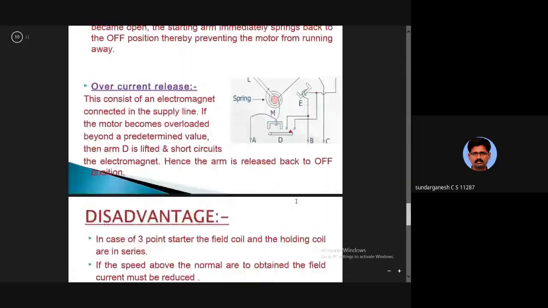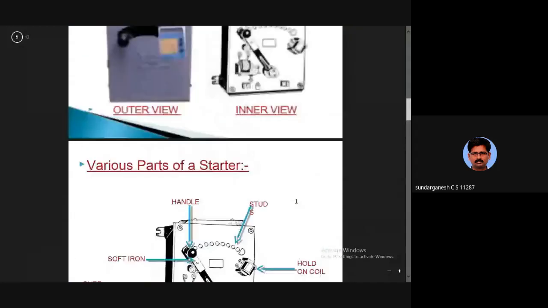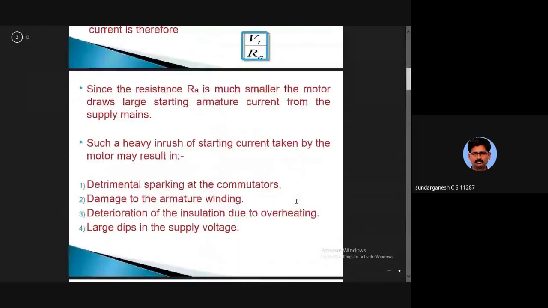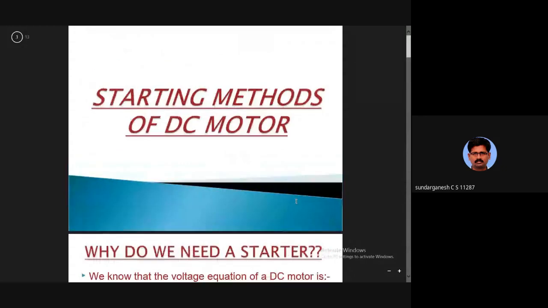Okay. This is about the starters in DC motors. If you go for an exam, they will ask why starting is required, why starters are required. If the starter is not used, the starting current is very high and it will damage the winding and insulation, and sparking will be there. So a lot of problems will occur. For this purpose we are using starters. Starters will provide additional resistance in the armature so that the starting current is reduced.